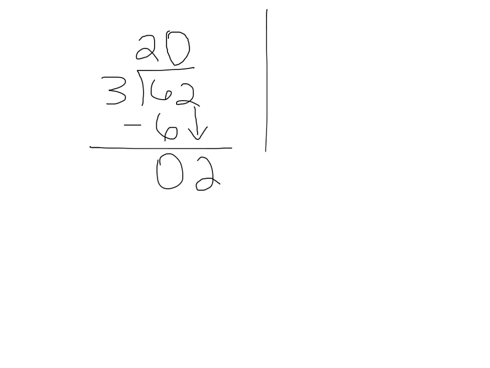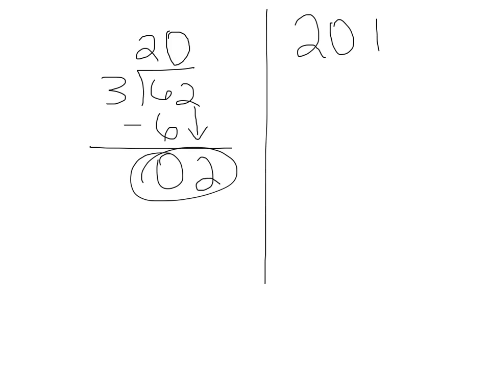My first option is to write my remainder using what I have left over. So I could write my final answer as 20 remainder 2.